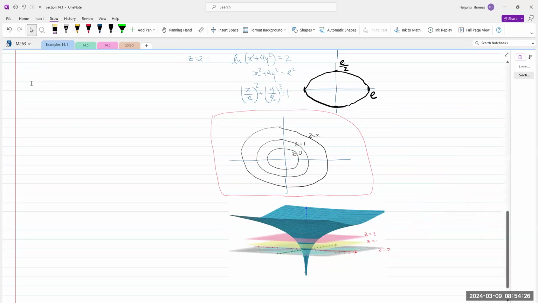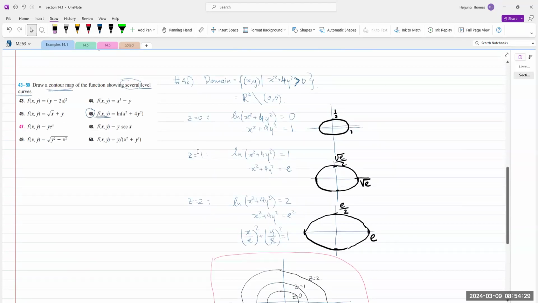Okay, let's do one more example. I want to choose an easy one too. Maybe number 49. I think that's another reasonable one. So what is the domain? The domain is all x, y where y squared minus x squared is greater than or equal to 0, right? And from there we see that the range will be non-negative. The range will be non-negative, but this is the domain.